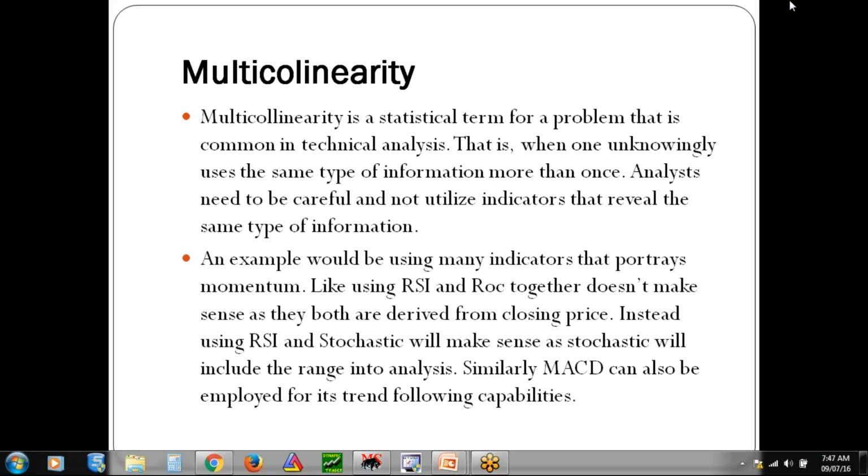MACD is a trend following indicator, that is, it is derived from the moving average. So the derivation of these three indicators is different. If you want to mix up your analysis, we should use indicators that are derived in a different manner. If you're using the RSI, the Williams percentage R, and the ROC, these three are derived from the closing price itself, so it is not going to tell you something different. It will tell you all the same thing.